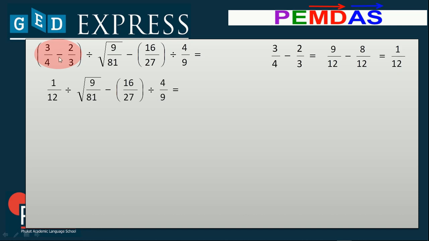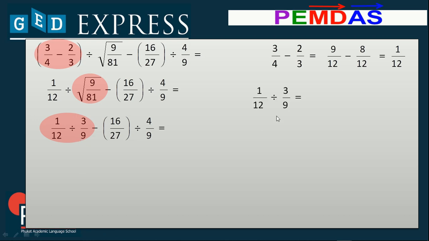So the answer over here inside the parenthesis is 1 over 12 divided by square root of 9 over 81 minus 16 over 27 divided by 4 over 9. So the square root of our radicand over here is 3 over 9, because 3 times 3, that is 9, and 9 times 9, that is 81. So we will end up having this, but we need to prioritize first this one, which is division. So we go 1 over 12 divided by 3 over 9.